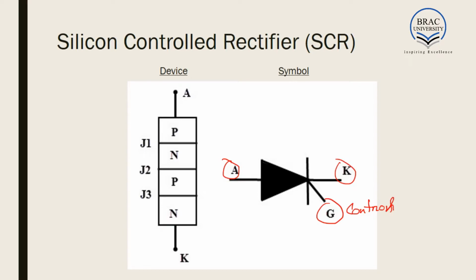If you look at the device, it has four doped regions. First region is P doped region, which is connected to anode. Next region is N, next region is P, and the last region is N, which is connected to cathode. So it has alternating layers of P and N regions. Since there are four regions, there are three junctions. We name them J1, J2 and J3, and the gate terminal is connected to this third P region. Here we connect it to the gate, and this is our control region.